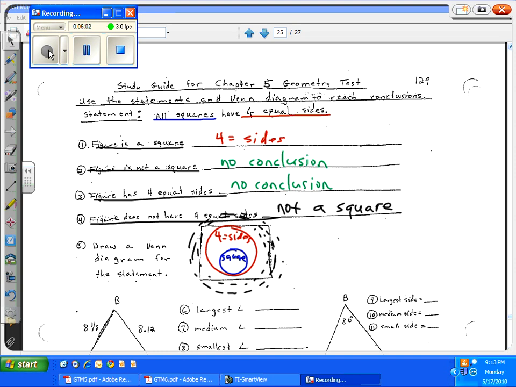Any questions on taking a given statement, creating a Venn diagram, and answering the question, if it is this, can we conclude that? Or if it is not this, can we conclude that? Okay?